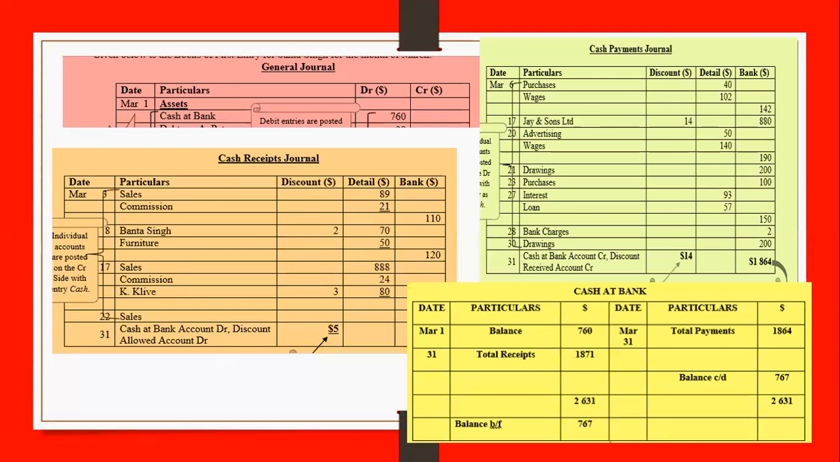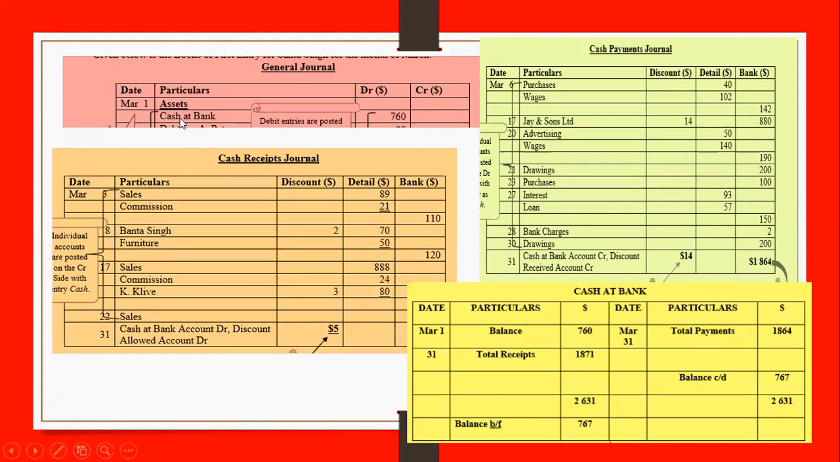Now we are going to post. We will begin posting from the general journal, because the general journal will provide the opening balance. Opening balance, madam? Yes, the general journal will supply the opening balance. How will I know it is an opening balance? Look at the date, March 1st.